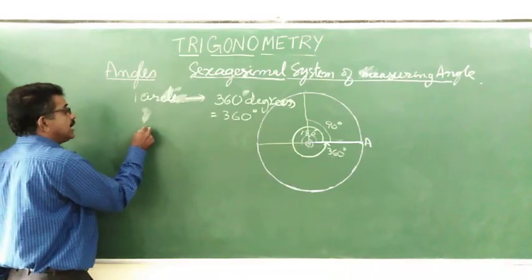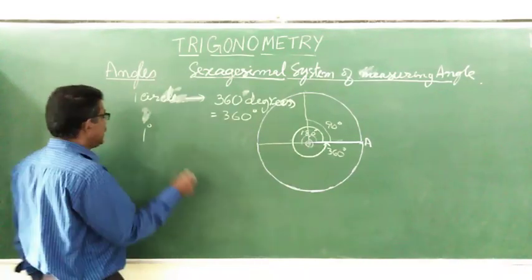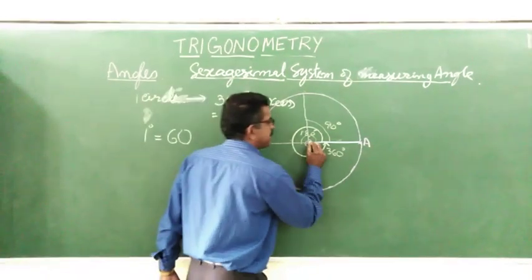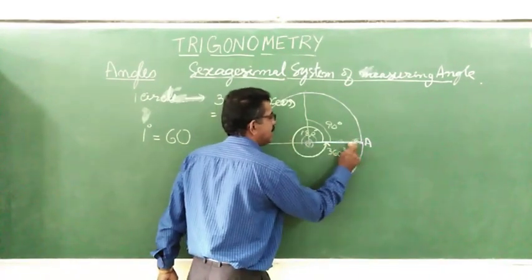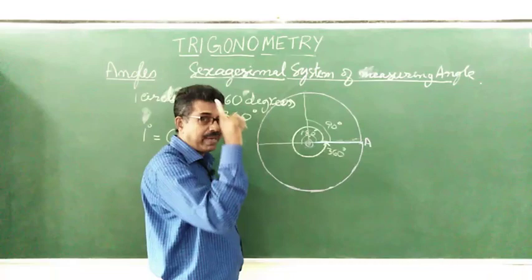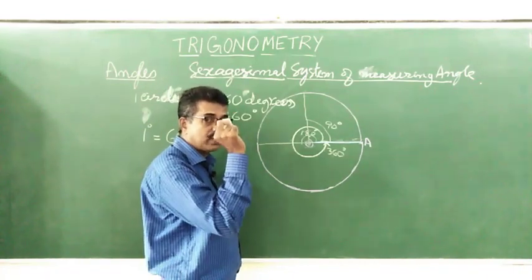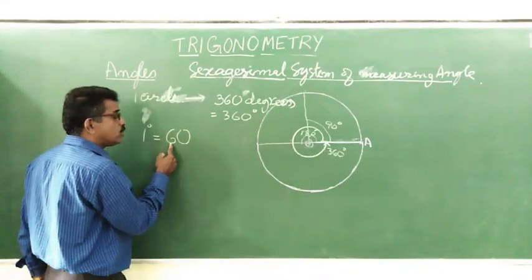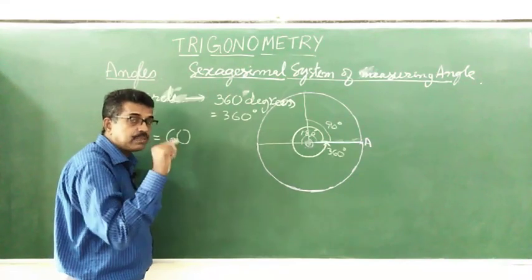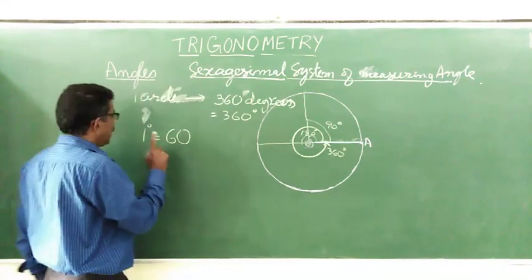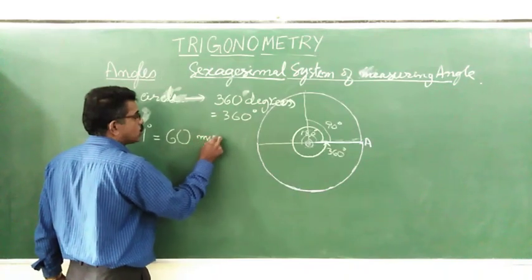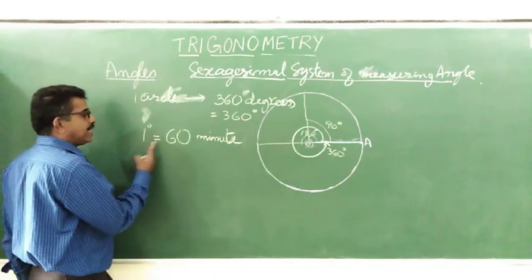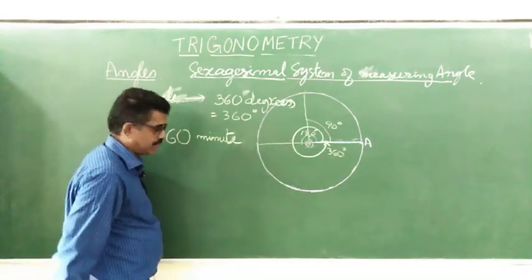And we have next that 1 degree. That 1 degree is further divided into 60 equal parts. Imagine 1 degree, and that angle is divided into 60 equal parts. How small an angle you get. So each degree is divided into 60 equal parts and each part is known as a minute. Therefore 1 degree becomes 60 minutes.